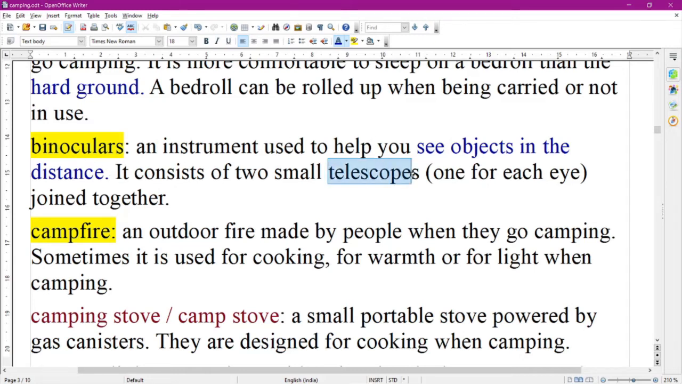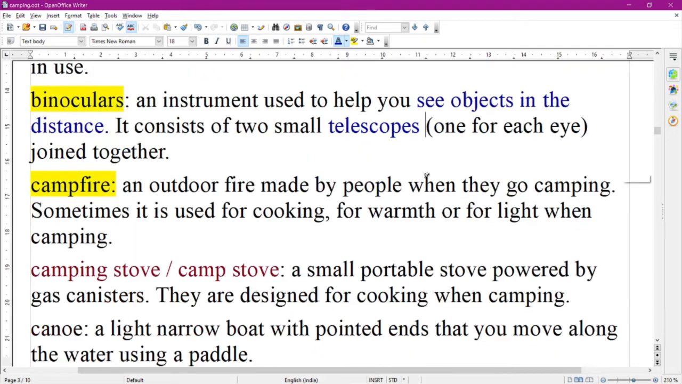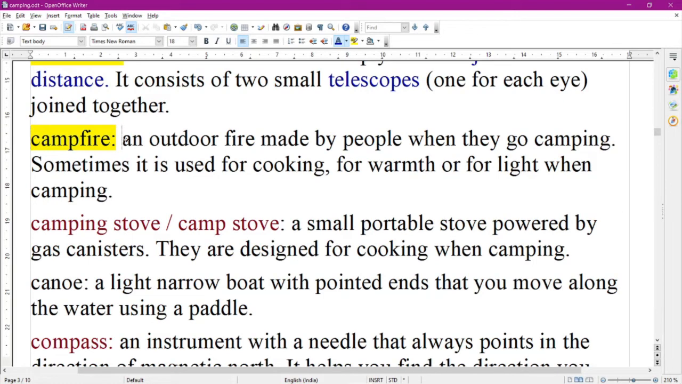Next is telescopes. It's always interesting to gaze at the stars in the skies. Now campfire. It's an outdoor fire made by people when they go camping. It's used for cooking, for warmth, or for light.